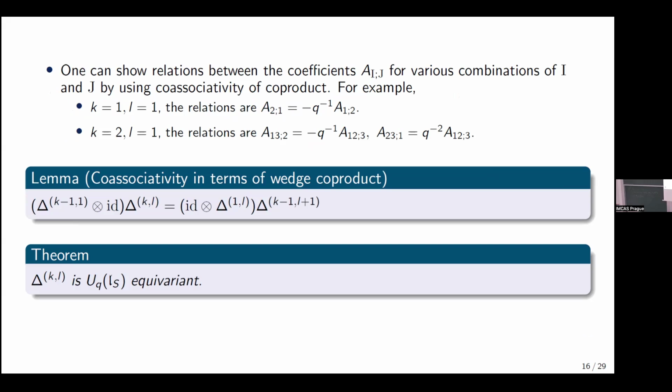Okay, so because we are talking about the wedge coproduct, one could ask what is the meaning of co-associativity in this language. So this is the meaning one could find in this lemma. And the next one is, since I mentioned all the structural properties should satisfy the Levi equivariance, this is the first point to start, where it says one can prove your wedge coproduct is Levi equivariant.